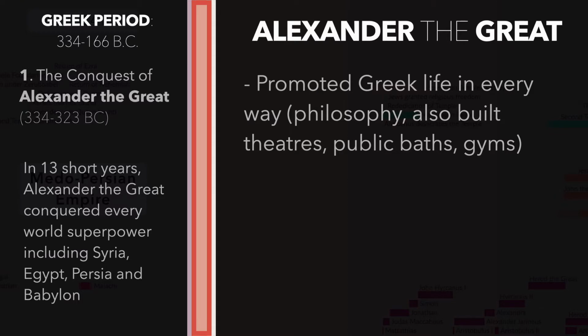Alexander the Great was essentially turning the whole world Greek. Because he was a passionate believer of Greek philosophy and Greek culture, that included things like gyms, public baths, everything we think about Greek culture, even the language and the religion, the Greek gods. All of that Alexander the Great was known for spreading.